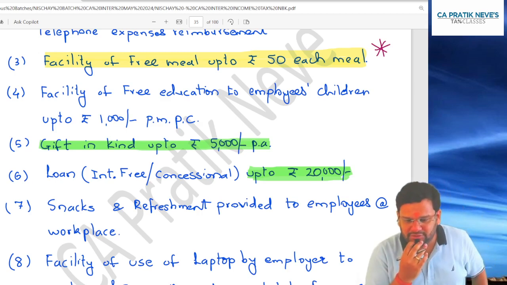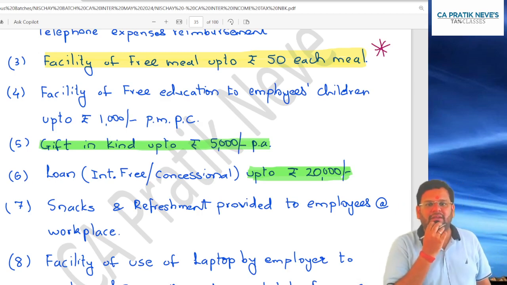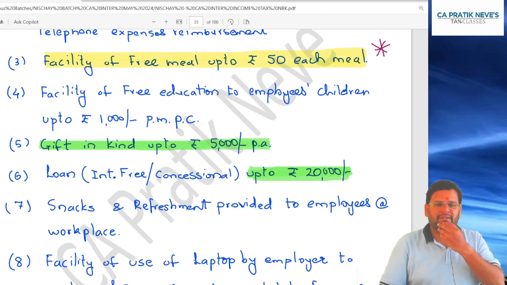So right now time is 10:16. Assume 10:15. We will meet at 10:30. Okay, that's it. Thank you.